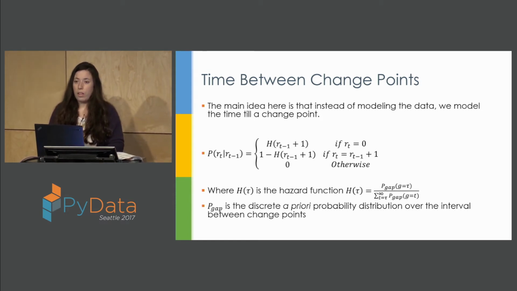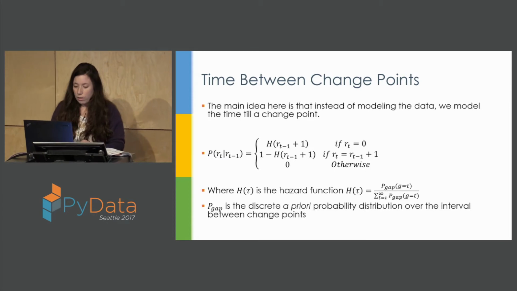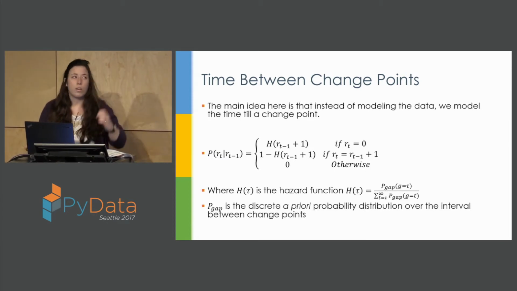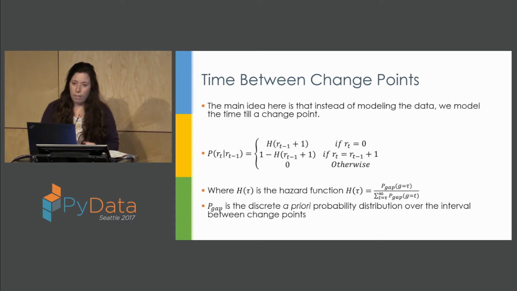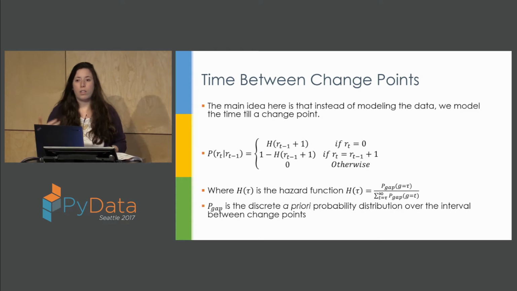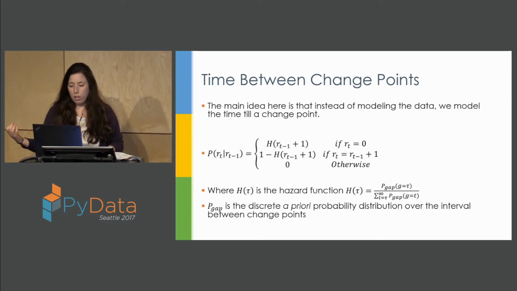So we're using the hazard function over here, and as I mentioned in answering the question, we have RT, which is the number of observations till a change point, and we start off with 0, and as we progress, we increment it by 1 every time we don't see a change point, until we see a change point, and then it's 0 again. So modeling this instead of looking at the data gives us better results.